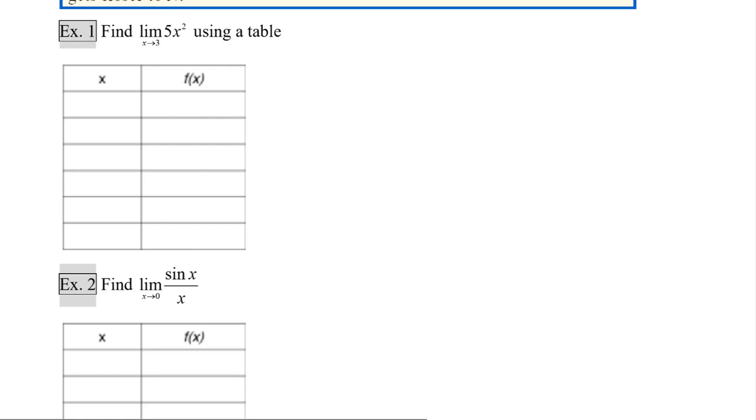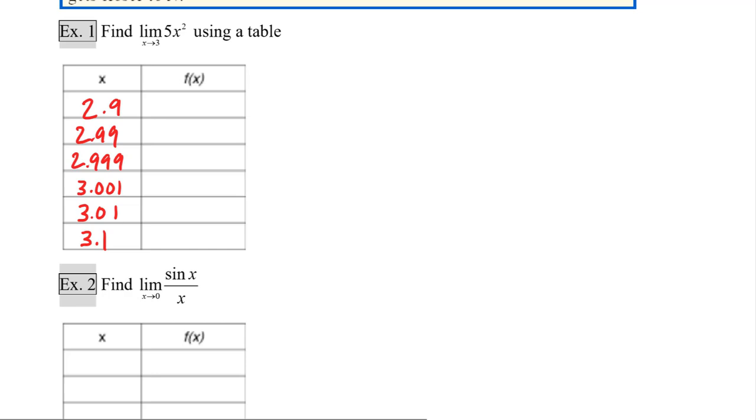Example 1. Find the limit of 5x squared as x approaches 3 using a table. So what we're going to do is input into the table x values that get closer and closer to 3 from the left and from the right. So 2.9 is very close to 3 on the left, 2.99 is closer, and 2.999 is even closer. From the right, 3.1 is closer. I'll go an order of magnitude closer at 3.01 and an order of magnitude closer again at 3.001.